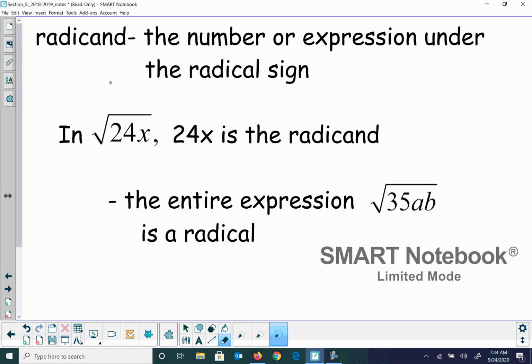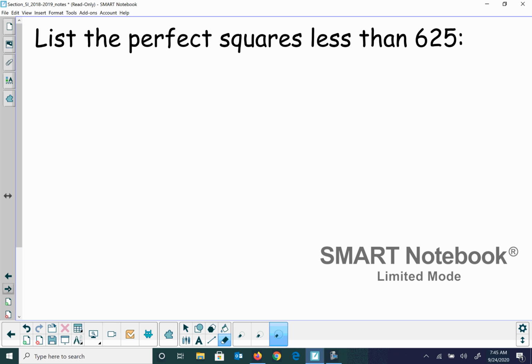So the radicand is the number or expression under the radical sign. This should be common knowledge for the most part. The radical is the entire expression. Alright, let's list the perfect squares up to 625.